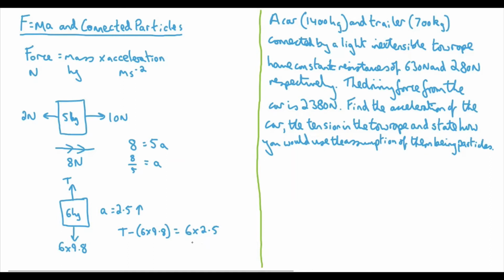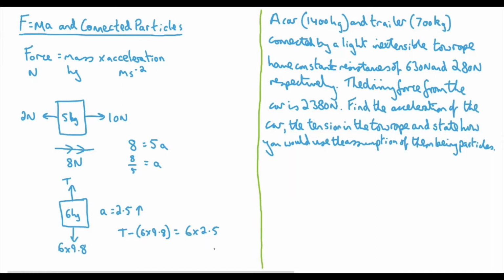Well, at this stage, we could then add the 6 times 9.8 over, which will give us the equivalent of 15 add, and that other bracket comes to 58.8. Therefore, your tension is going to equal 73.8 newtons going upwards.